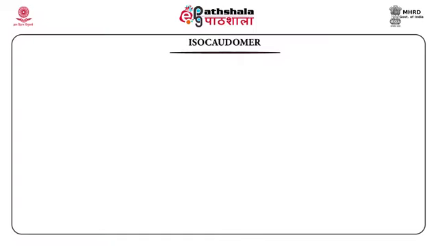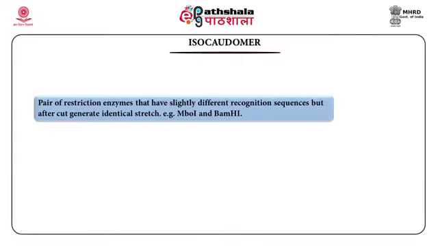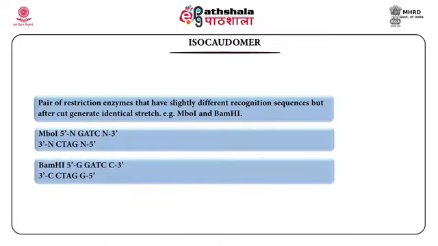The third type is isocaudomers. It's a pair of restriction enzymes that have slightly different recognition sequences, but after cutting generate identical stretches. What does it mean? Suppose there are two 6-cutter restriction enzymes called MboI and BamHI. In MboI, the initial nucleotide, which is denoted here as N, is different from BamHI, but the cleavage pattern, which is also a 5' sticky end, gives GATC, which is similar in both, that is, MboI and BamHI. So what is the difference? The difference is only the initial nucleotide, which can be different, but the cleavage pattern is similar in both restriction enzymes.